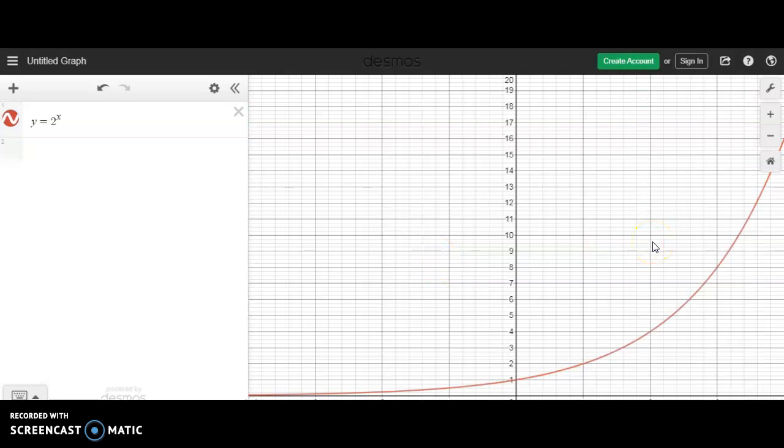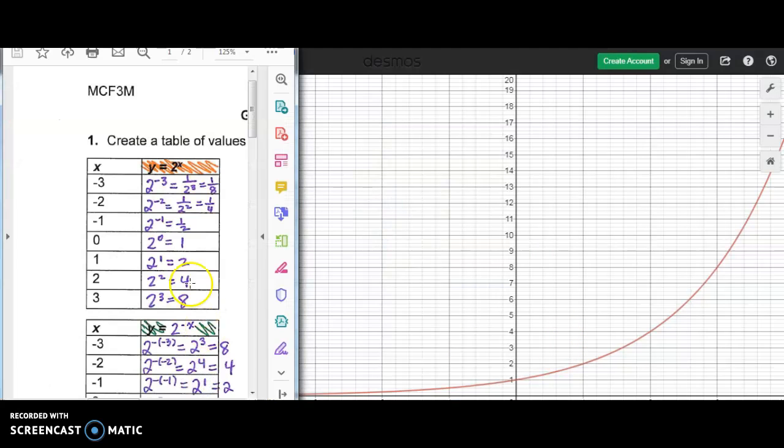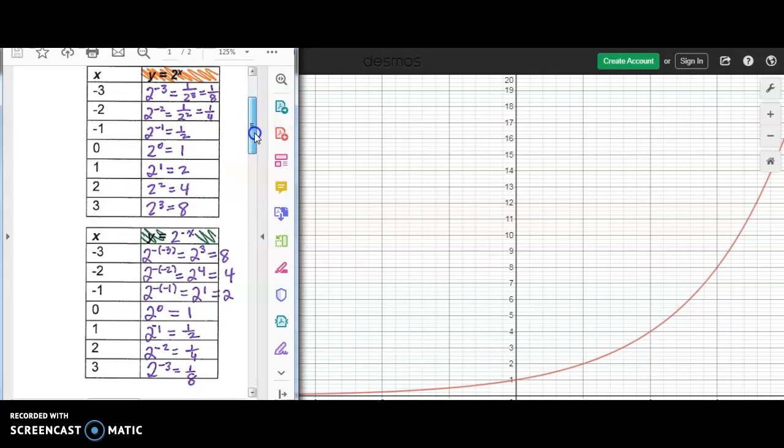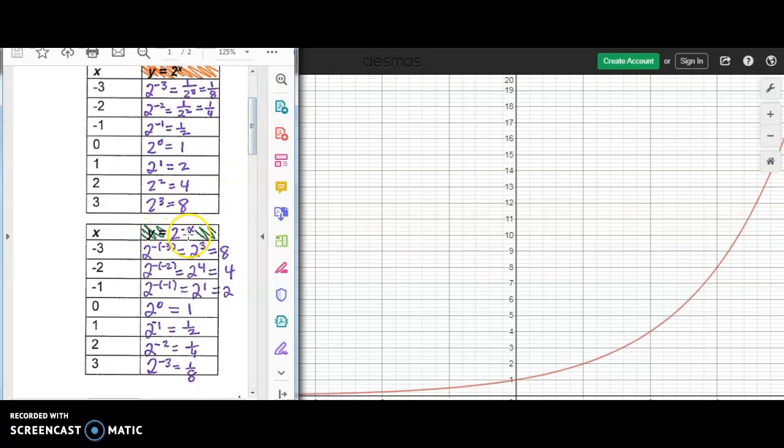So there we see our graph, y equals 2 to the x. And if we look at our table of values, you'll see that -3 and 1/8 is there, -2 and a quarter is there, -1 and a half is there, 0 and 1 is there. So all the coordinates we have here are matched there. Okay. The other part that we're asked here is to draw y equals 2 to the -x. Same thing. Take your x values, plug them into the equation, and get your y value.